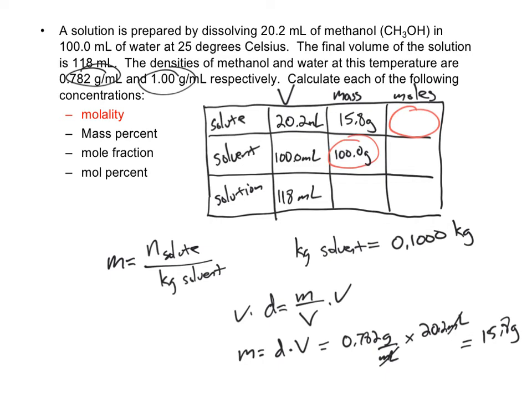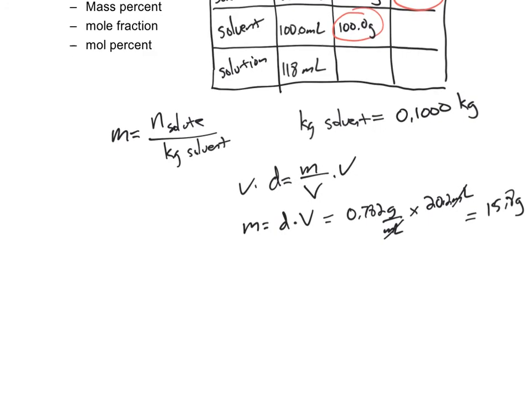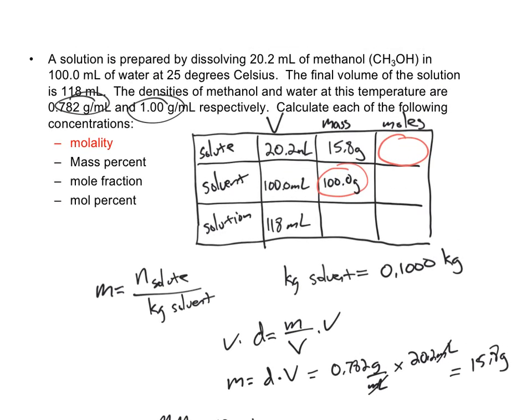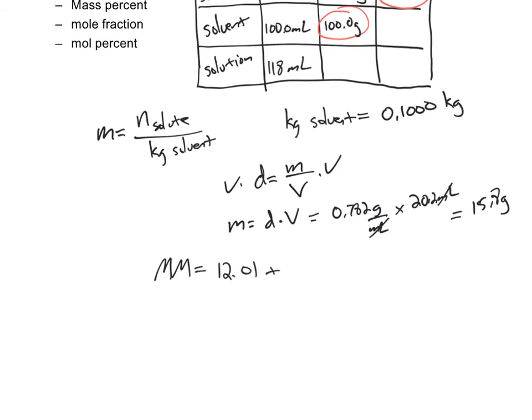All right, and now I need to convert that into moles. So I need the molar mass of methanol. So 1 carbon, 4 hydrogens, and 1 oxygen. So I've got my 1 carbon, 4 hydrogens, and an oxygen. So my molar mass is 32.05 grams per mole.